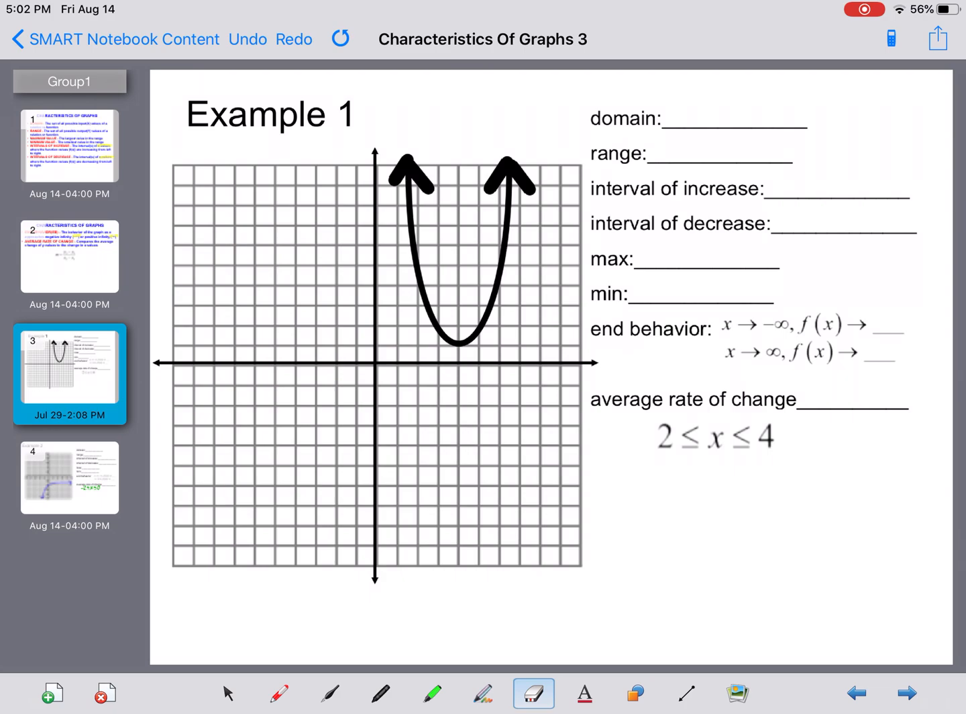Looking at example 1, we have this graph that appears to be a quadratic or a parabola that opens up. And so we want to find all the characteristics on the right side in interval notation. So starting off with domain, we want to look at this left arrow.